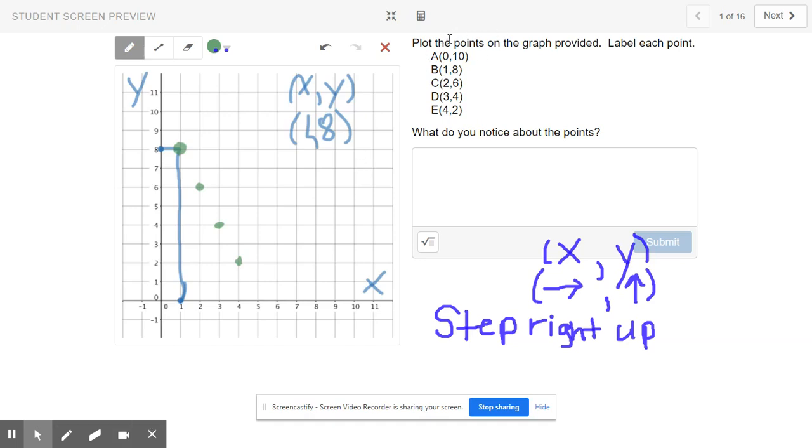And now the last thing that we're left with is A. Point A is a little different because it's got a 0, doesn't it? So when we see 0, 10, it follows the same suit. We're going to step right up. So the first one is 0. So on my left to right, we're going to go 0. So here's the 0 on the x-axis, right? And now we're going to go up to 10. So this is point A, which is 0, 10.